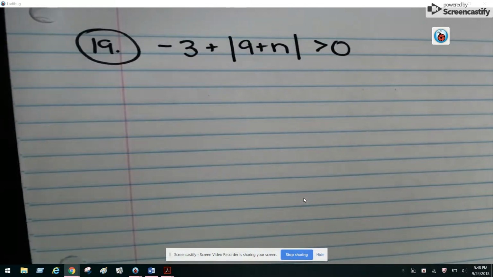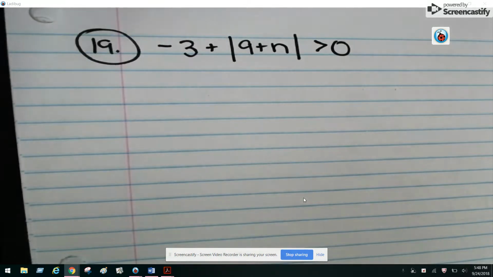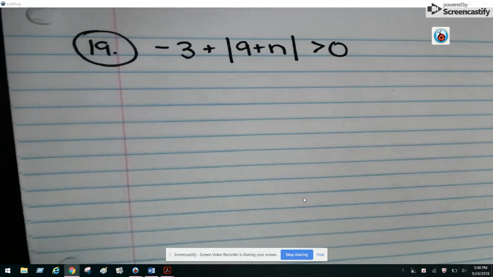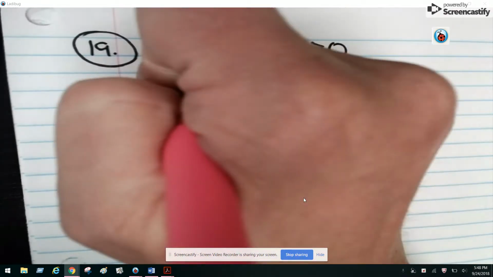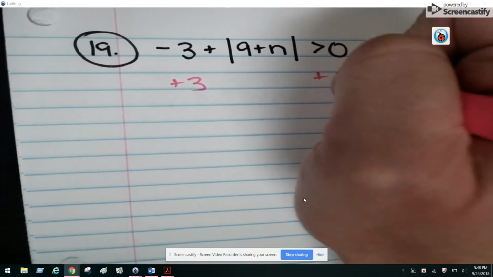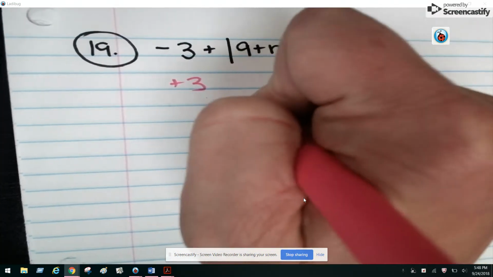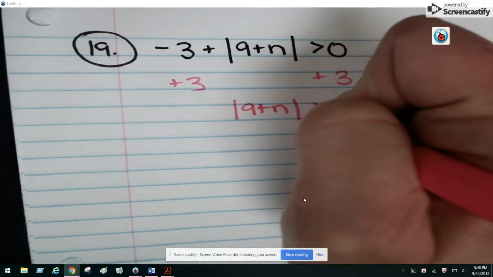All right, we're looking at number 19, which is an absolute value inequality. Okay, so same as we would do with an equation, we want to get the absolute value isolated to begin with. So I'm going to start by adding 3 to each side to get us started. And that will give me absolute value of 9 plus n is greater than 3.